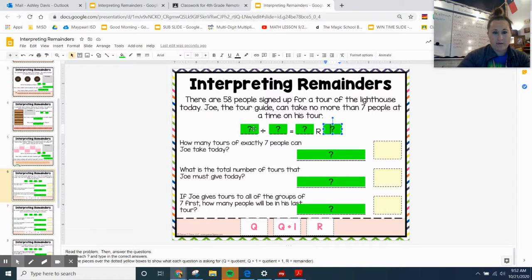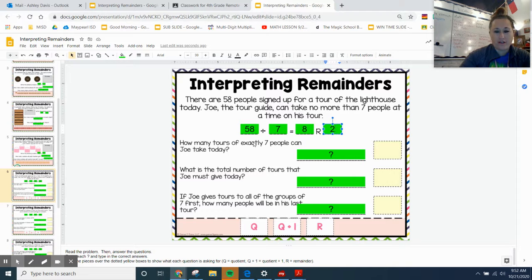Okay, so if I were to fill this in, I would write 58 divided by 7. Okay, 58 divided by 7. If I look at my chart, I can go, I think 8 times, which is 56, with a remainder of 2. Okay, so then we're going to answer these questions using our whole number and our remainder.